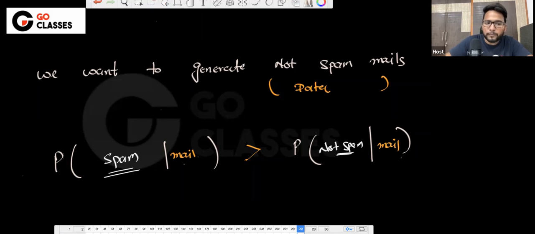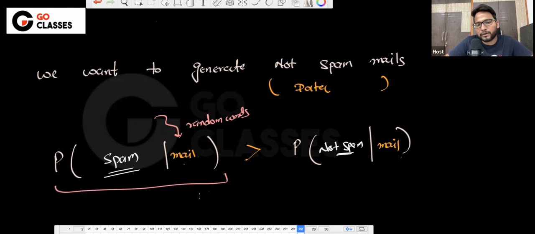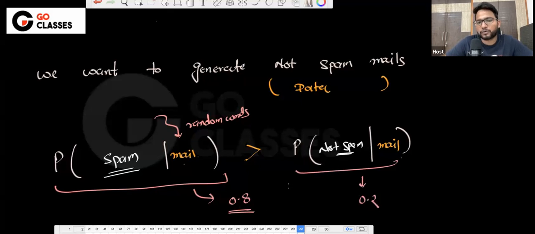So you will put some random words here, right? Now you will check. Let's suppose that after putting those random words, you have found out that this probability is very, very high, maybe 0.8. Let's suppose this probability is 0.8. In that case, obviously this probability will be 0.2, because the summation is 1, right? So you will say that this probability is very good. Then with these random words, you will be sure that this mail is spam, isn't it?